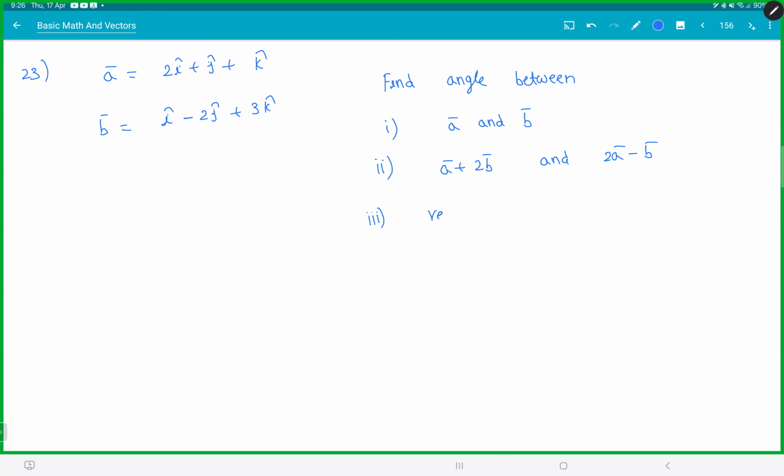Find the vector component of A bar along B bar. Find the perpendicular component of A bar to B bar. There. So I brought that perpendicular thing also. Let's get this.